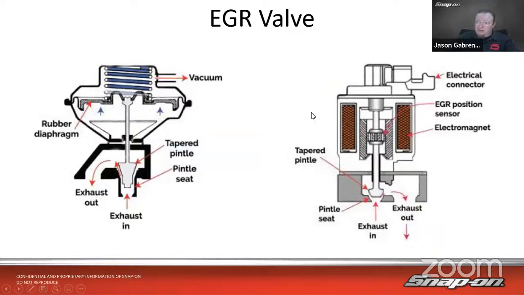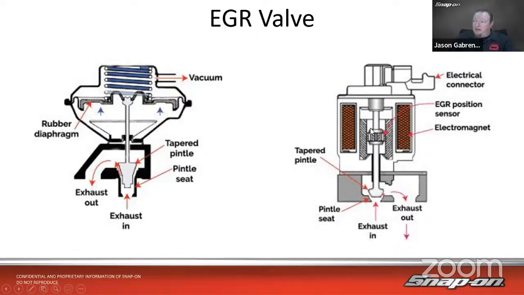So here's a little bit more of a detailed cross-section of these valves. We have the vacuum-operated one over here. As you can see, we've got a spring and a pintle that goes down into this tapered seat. Exhaust comes in here, exhaust goes out there. If the pintle opens up due to the vacuum inside this diaphragm, which pulls up against the spring, it's going to pull up on the diaphragm, pull up on the pintle, and then the exhaust gas will be allowed to flow.